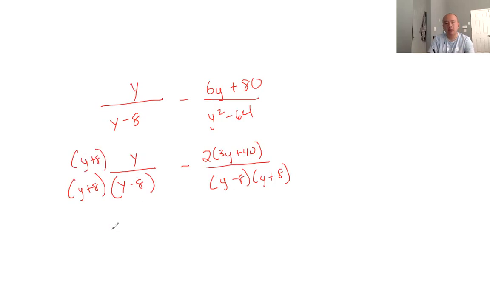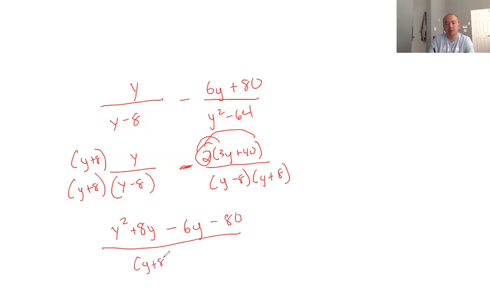So it becomes y squared plus 8y. And then I'm going to distribute this minus sign with this 2 over to both of these. So it will be minus 6y minus 80, all over y plus 8 and y minus 8. Okay, and that equals y squared plus 2y minus 80 all over y plus 8 and y minus 8.